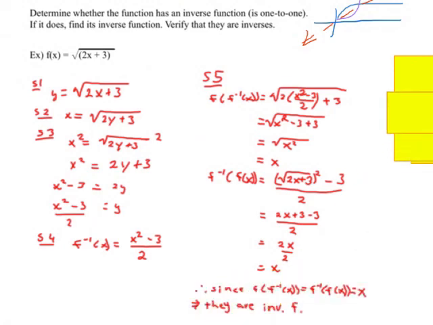And our argument will look like this. Therefore, since f of f inverse is equal to f inverse of f of the function equals x, then they are inverse functions. Please make sure you can do this, because this is a large section of the test. There's a lot of points right there. Please make sure you can do that.